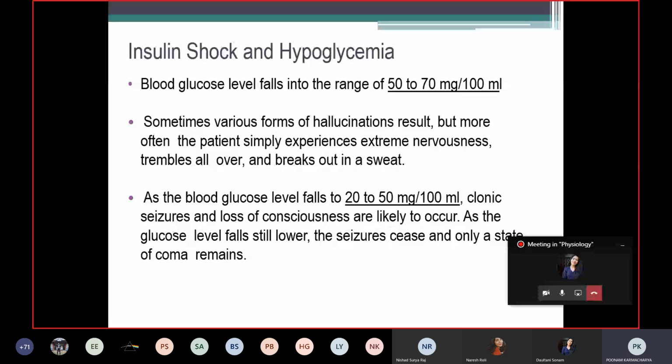Okay. In the next class, we will be talking about diabetes mellitus type 1 and type 2 in detail. And at that time, I think you will understand better what will happen if there is insulin deficiency, and what will happen if there is insulin resistance. So about diabetes mellitus, we'll be studying in the next class.